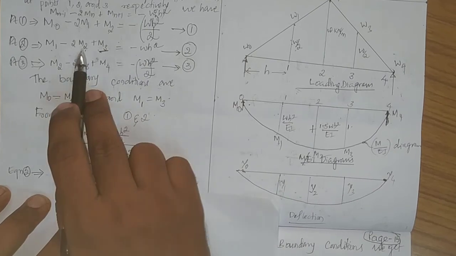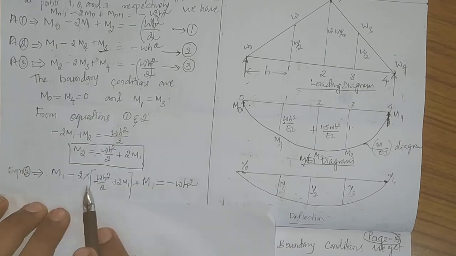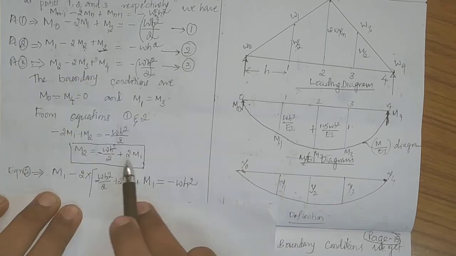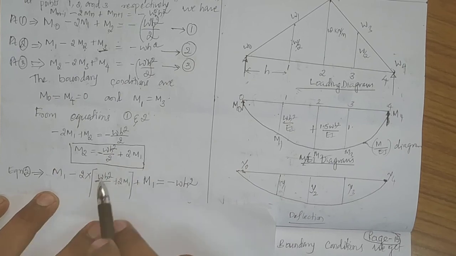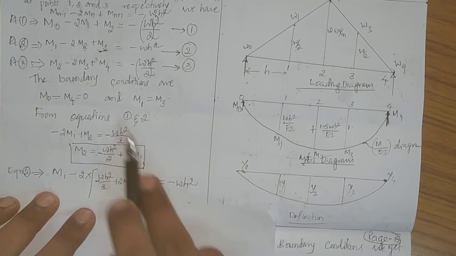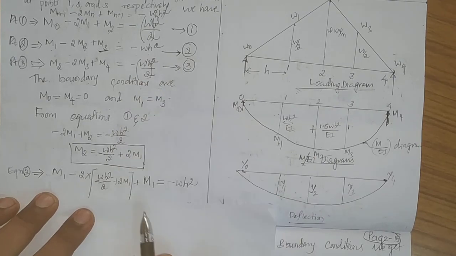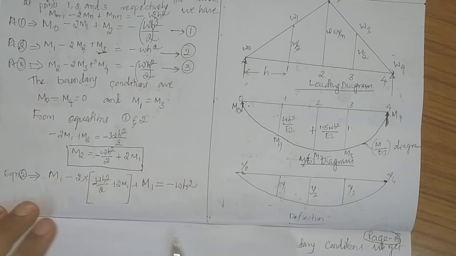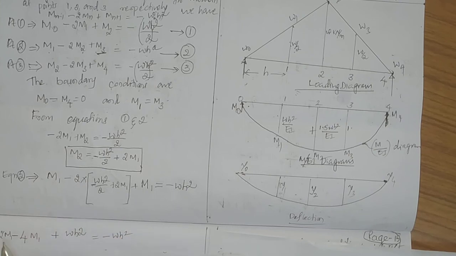We have the value of m2, we just got it, so you substitute here: m1 minus 2 times m2, which is the value of m2 minus wh square by 2, plus 2m1. You substitute here, so that you will get, plus m1, which is equal to minus wh square, right? Now next, upon simplification, okay, upon simplification, 2 m1 plus m1.